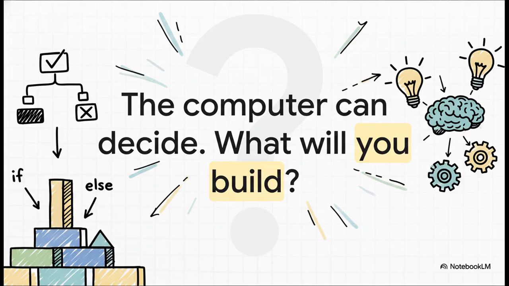So think about where we started. We had a computer that could only follow a list of instructions, one after the other. But now we've given it the ability to think, to make a choice, to react to different situations in different ways. And all it took were these simple building blocks, if, else, and the basic idea of true and false. With just these tools, you can now build programs that feel dynamic and intelligent. The computer can finally make decisions. So the real question is, what are you going to build with that power?